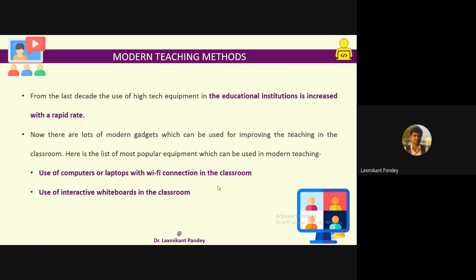Nowadays people are using interactive whiteboards in the classroom in place of the blackboard. That is also a very effective modern teaching method, by which we can make students understand the topic in a proper way. As I told you in the pyramid, when we explain anything using modern teaching aids, students can retain the maximum information in comparison to the chalk and talk methods. Next.